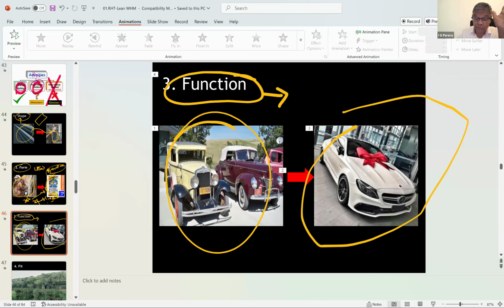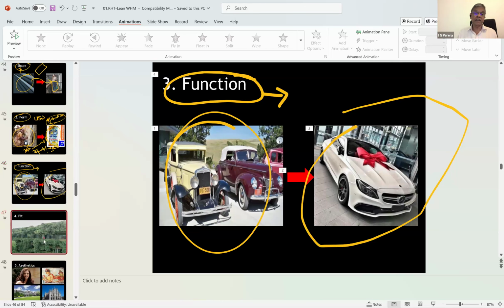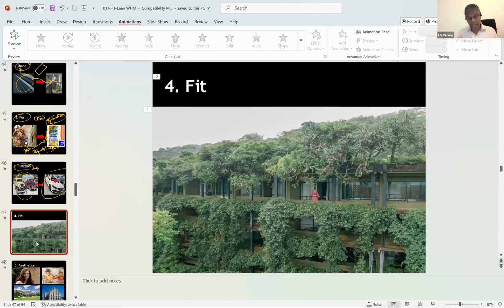Now there are three things where value adding is happening. One is shape එක වෙනස් වෙනවා, form එක වෙනස් වෙනවා, function එකත් වෙනස් වෙනවා. There are three. They identified another one, fit එක. It can be to the environment, it can be to the situation, it can be to various other situations. The fit is there. It is fitting.